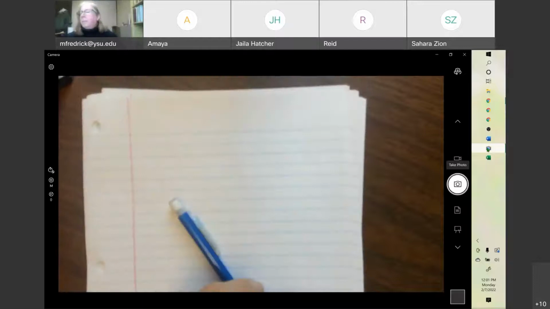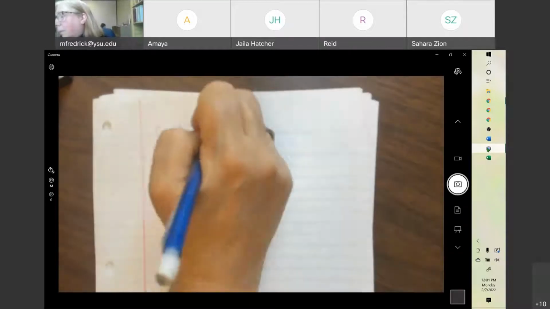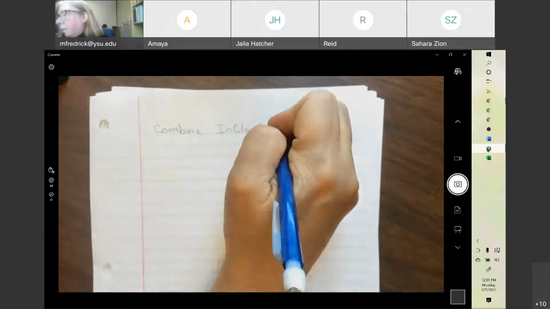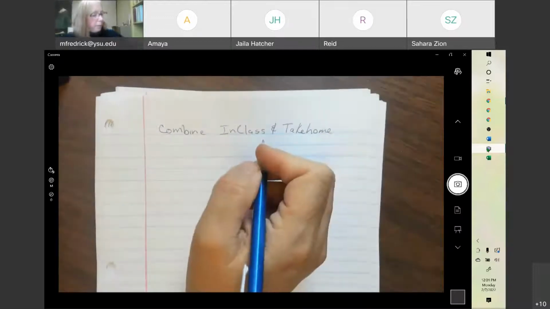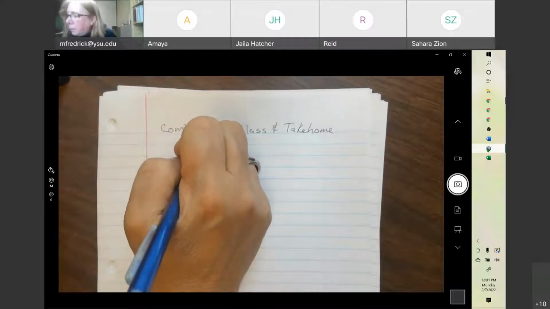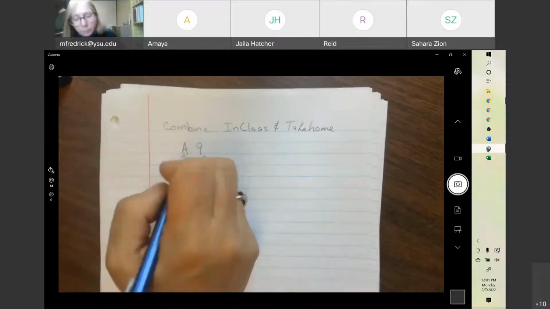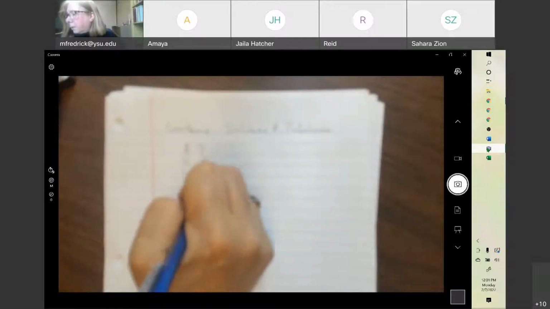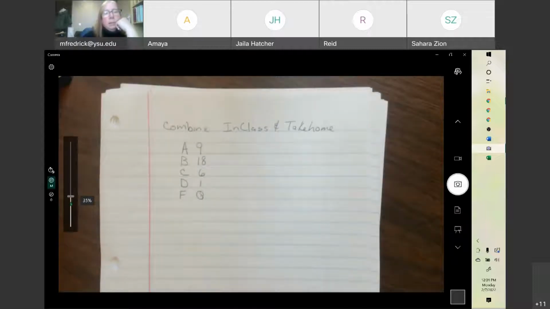There it is. Okay, so combining the two grades, because they were 50 points each, there were 9 A's, 18 B's, C was 6 and 1 D, and nothing below that. That's better.